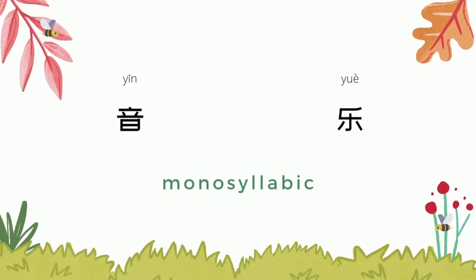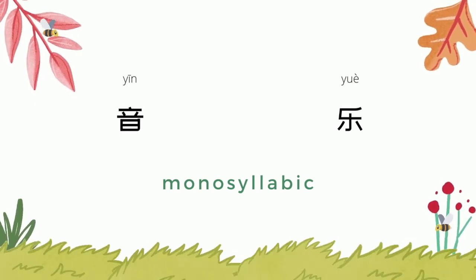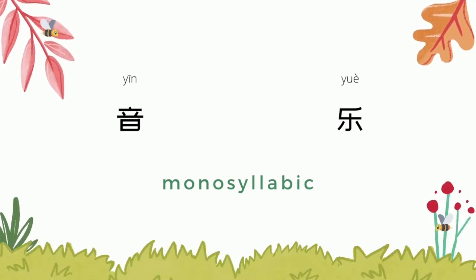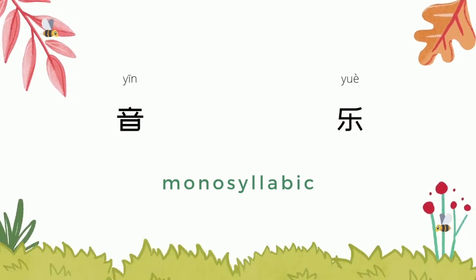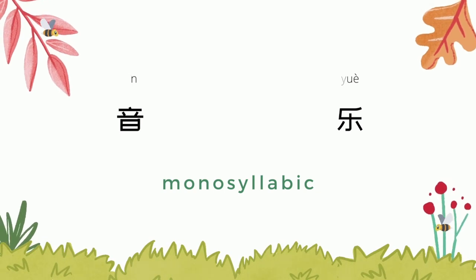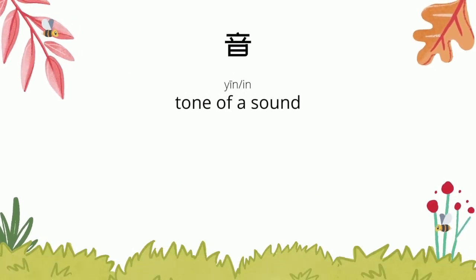Both 音 and 乐 work separately as they are monosyllabic words. So, they have their own meanings but can be joined with other monosyllabic words as well. Monosyllabic words, or morphemes, are the smallest meaningful constituent of a linguistic expression. On its own, the word 音 refers to the tone of a sound.